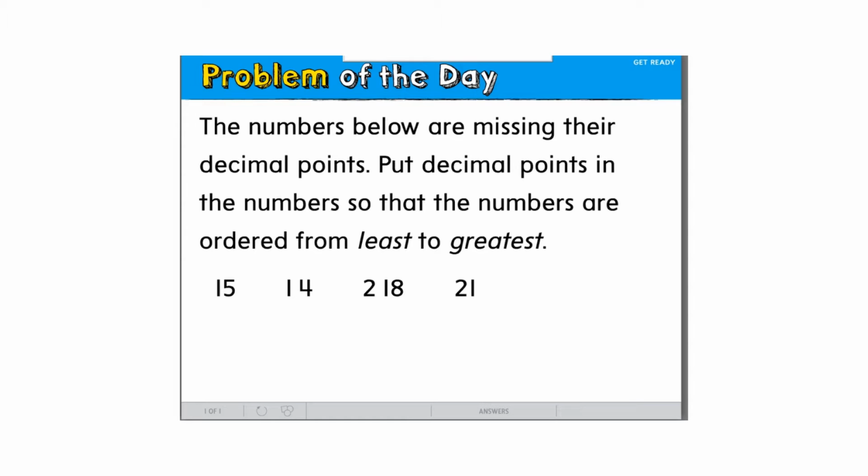Here's the question. The numbers below are missing their decimal points. Put the decimal point in the numbers so that the numbers are ordered from least to greatest. So starting from over here on this side, this will be the least to the greatest. So where would you put the decimal points in order to make that true? Okay, so think about it. Each number is going to have one decimal point added to it, and you can put it wherever you want, but it has to be in order from least to greatest. Okay, try it. Let's go on to the next slide.